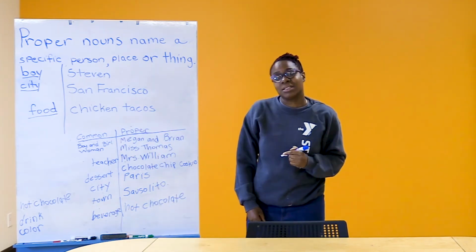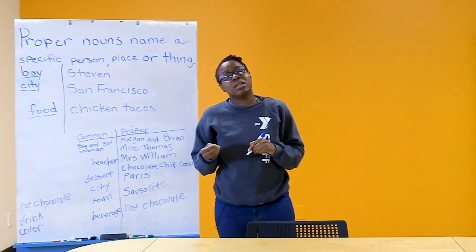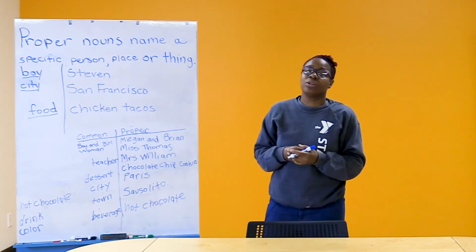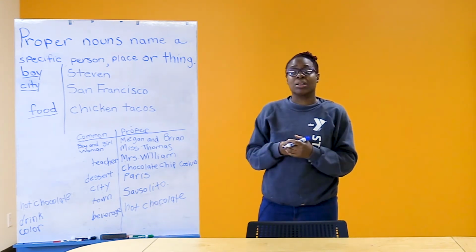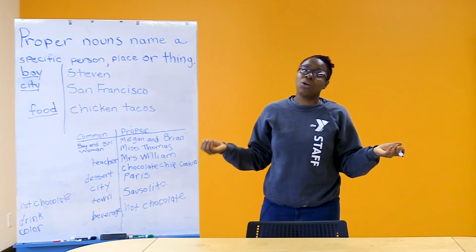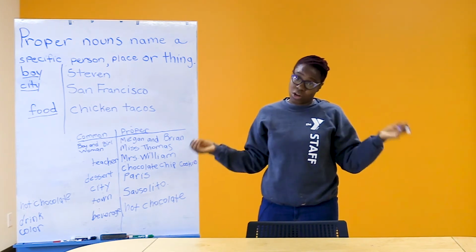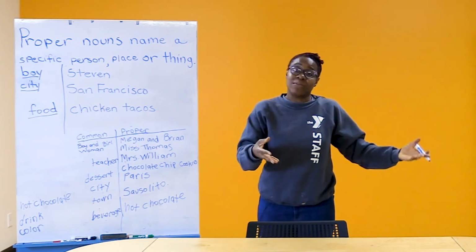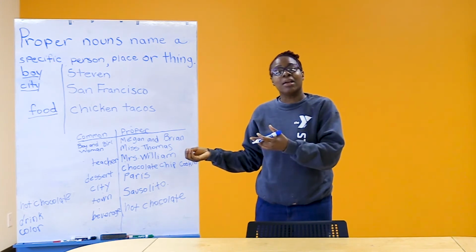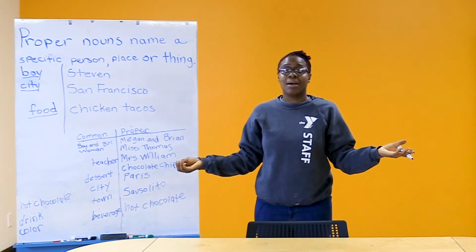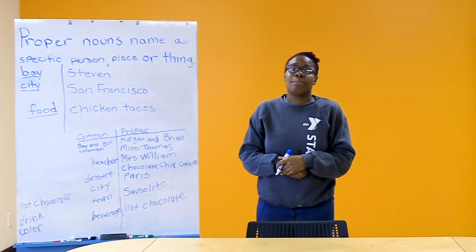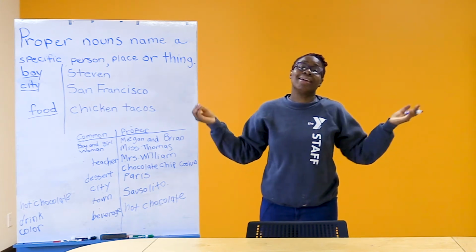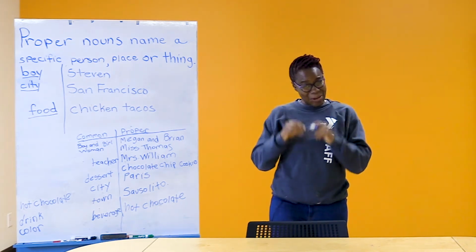Let's use that in a sentence. My favorite thing to drink on a cold winter night is hot chocolate. We could also use beverage and hot chocolate in a sentence at the same time. I could also say, my favorite beverage to drink is hot chocolate. See how that works?